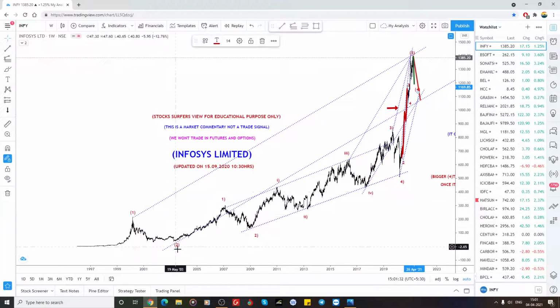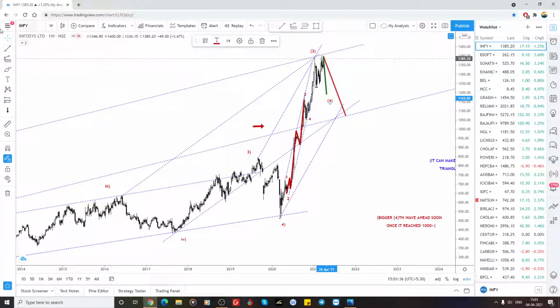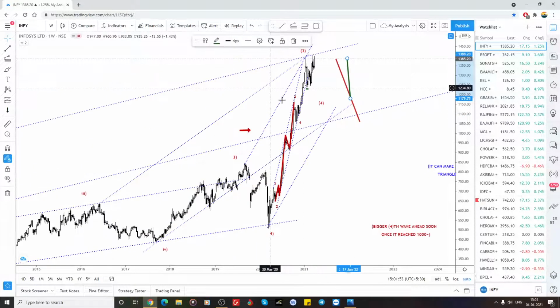Here is a bigger one, bigger two, and we ended the bigger three. So it won't be a simple correction. What I'm expecting here is that a bigger flat correction can also happen. So nearly I'm expecting now the 1050, sorry, 1100 zone, within this 1050 to 1100 zone. So let's see how it plays, because we are expecting that bigger fourth wave. So it won't be very simple.